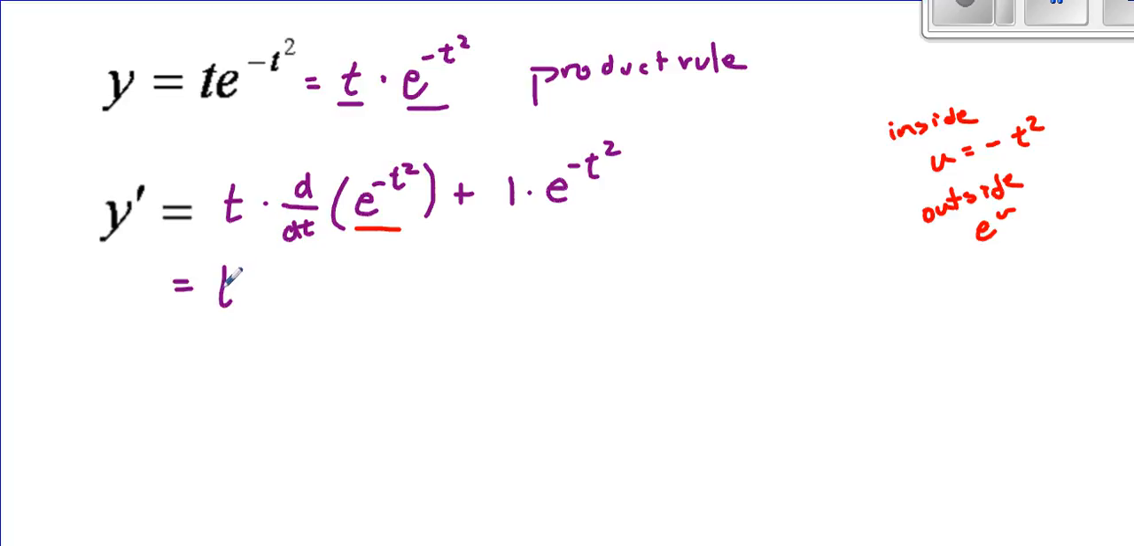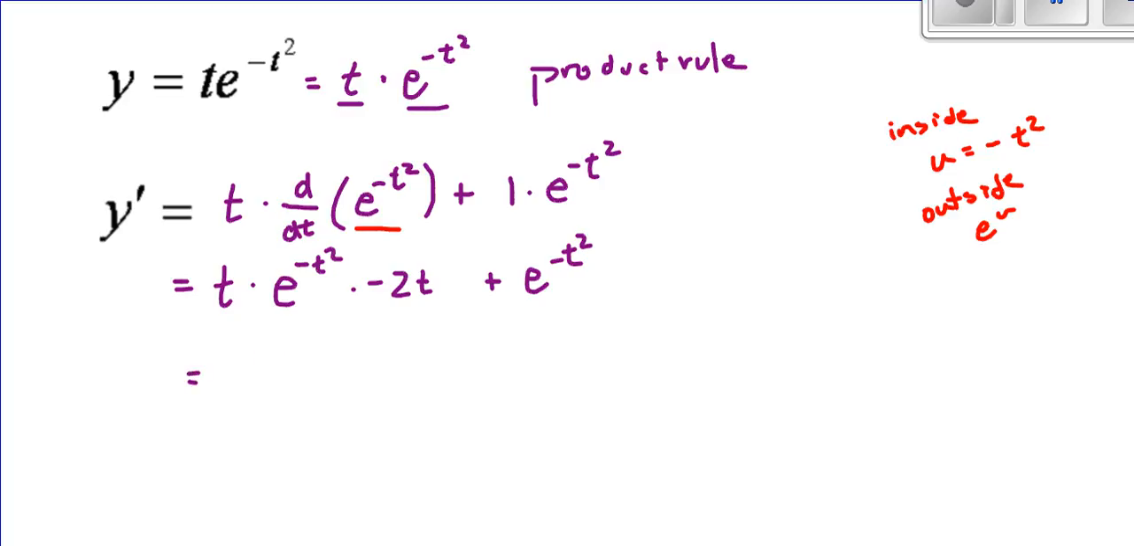So we have t, and then the derivative of this, which is e to the u. The derivative of e to the u is e to the u, our u is negative t squared, times the derivative of the inside, and the derivative of negative t squared is negative 2t, plus e to the negative t squared. All right, so we've actually found our answer here, but certainly on a multiple choice test or in the back of the book, it would not be left like this.